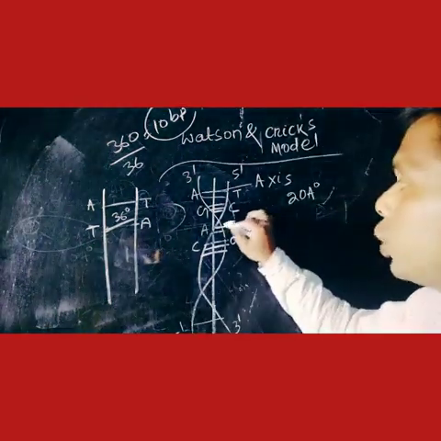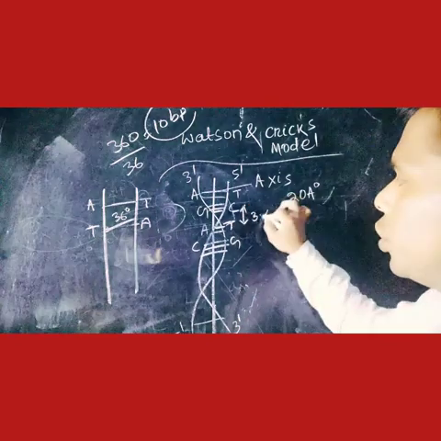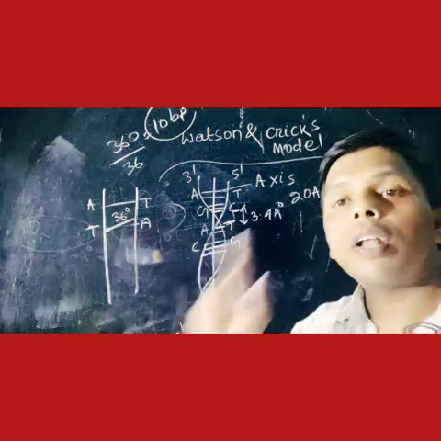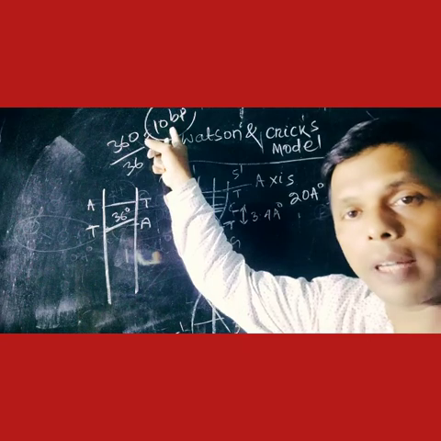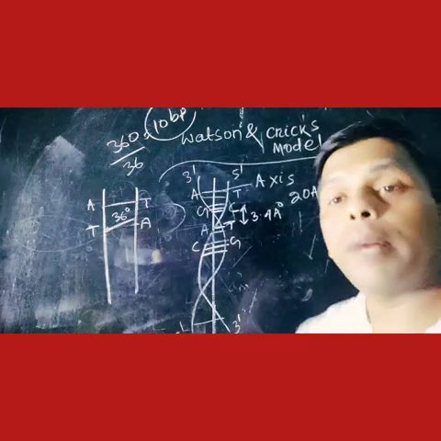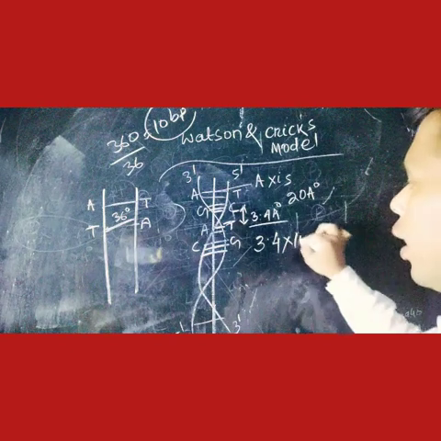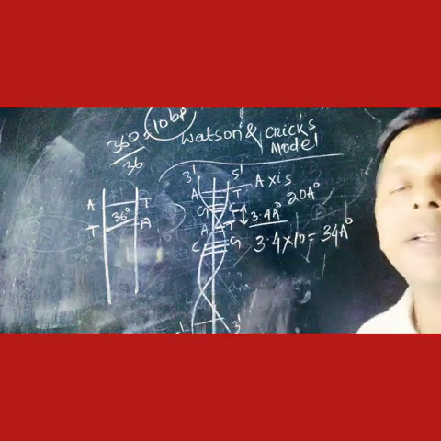The distance between two adjacent base pairs is about 3.4 angstrom. In one complete turn, how many base pairs are there? 10 base pairs. So, what is the length of a turn? The turn length is equal to 3.4 into 10, that is 34 angstrom.